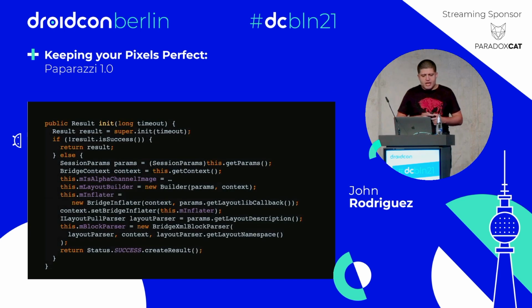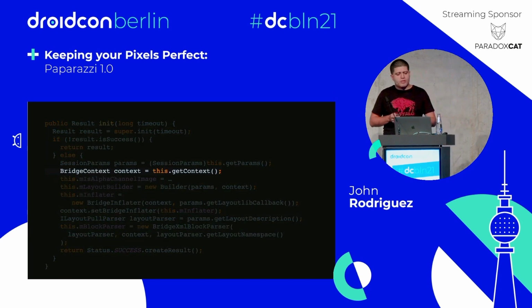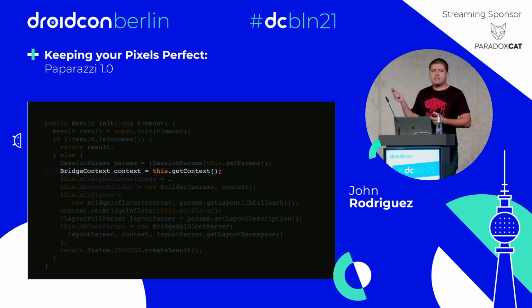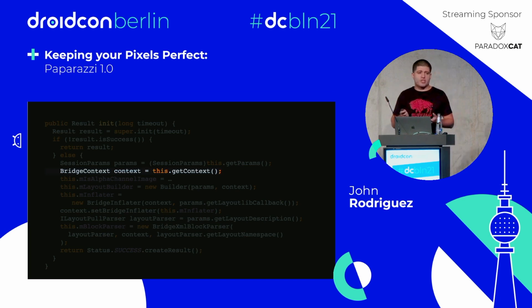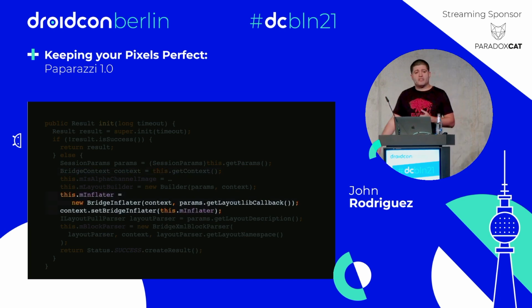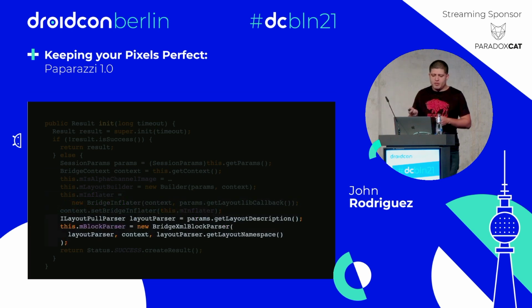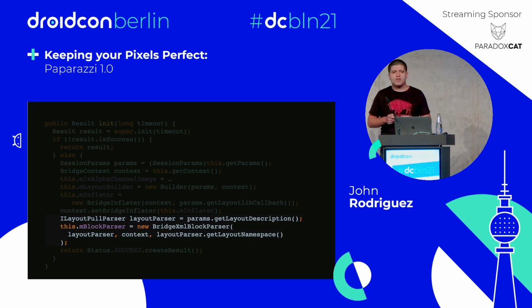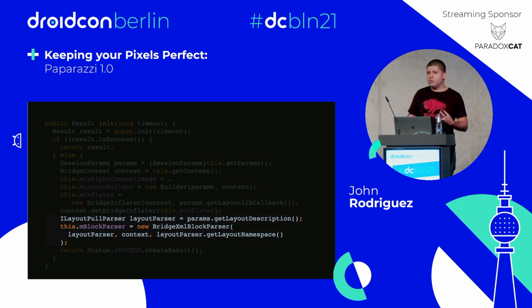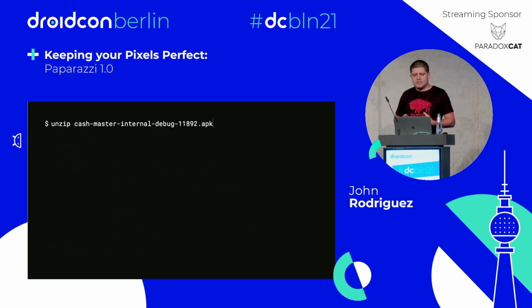While I'm not going to walk through this code line by line, the things you'll start to notice are that there's a concept of a context here, called a bridge context, and a bridge inflator. So we're starting to see some of the Android ecosystem come into play. And then finally, a layout pull parser, implemented as a bridge XML block parser. If you're familiar with Android internals, you know that typically when you inflate a layout resource, you're using XML pull parsers. So what's the difference there?